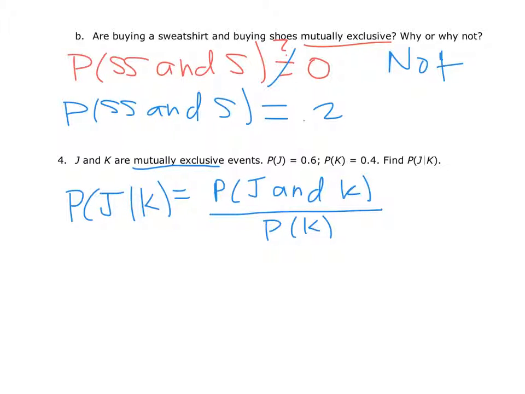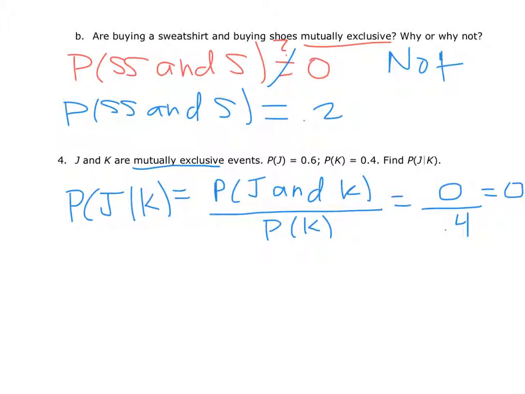Okay, so we've got to fill these in. All right, so we've got to ask the question, what is the probability of J and K? Well, it's not given to us there. We have one piece of information though, that J and K are mutually exclusive. So what is that probability? Well, we just talked about that in the previous problem. If they are mutually exclusive, then the probability of the AND event is 0. Okay, and the probability of K is given to us at 0.4. And so 0 over 0.4, we get 0.